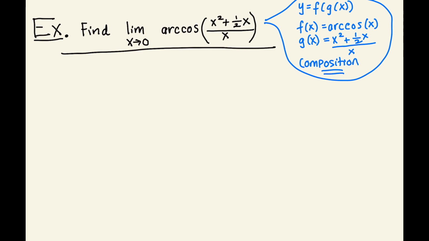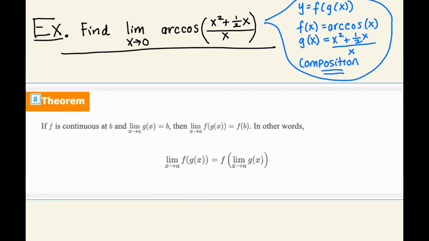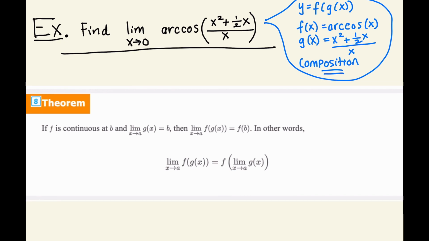I'm going to remind you of one theorem that might help us with this example. Here's theorem 8 from section 2.5. What it says is that the limit of this composition is equal to f of the limit of the inside function, and these two things are equal. In other words, we can switch the order of the limit and the outside function, and pass that limit through f.